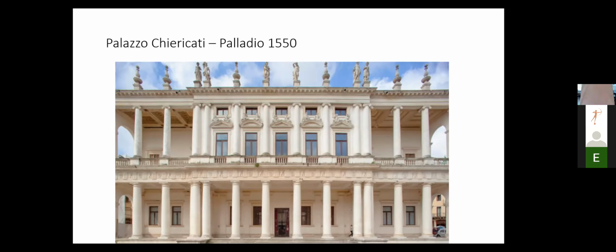Let's take a look at the ground floor loggia. Let's take a look at the relationship of the spacing between the columns and, of course, the triglyphs and the metopes. Again, the triglyphs are the three little wooden beams that are stylized as stone and marble.